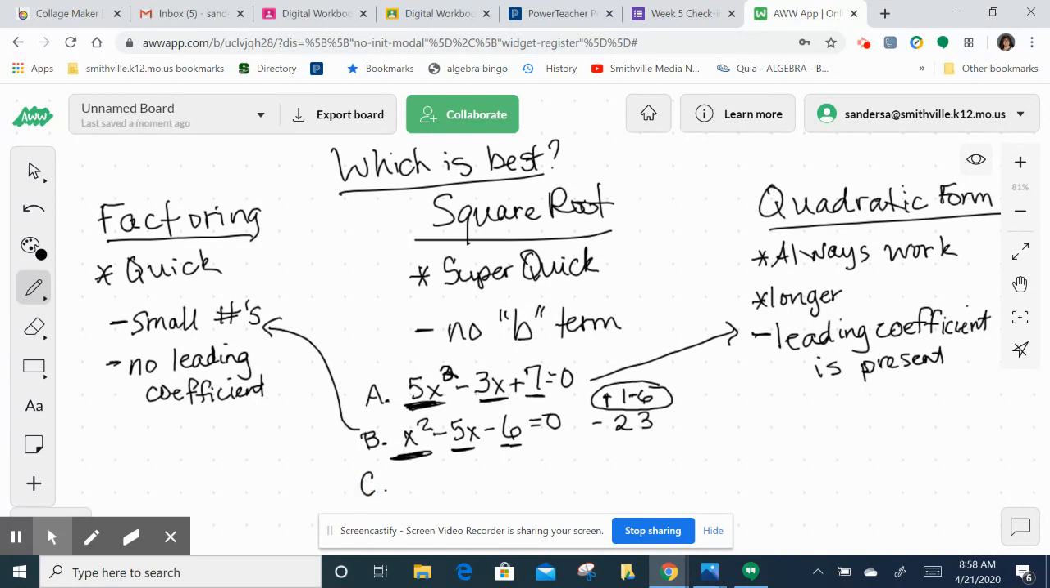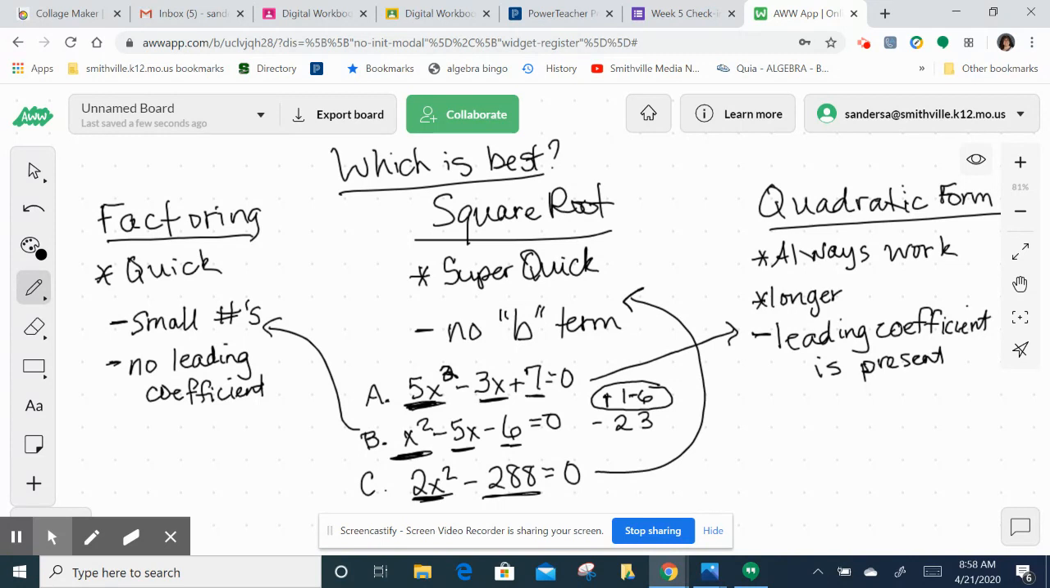All right, finally, problem C. If I had 2x squared minus 288 is equal to 0, if I look at that, I notice I only have the a and the c term. Therefore, the quickest is going to be using the square root approach. However, I absolutely could do this using the quadratic formula or possibly even factoring. Guys, I hope that helps.